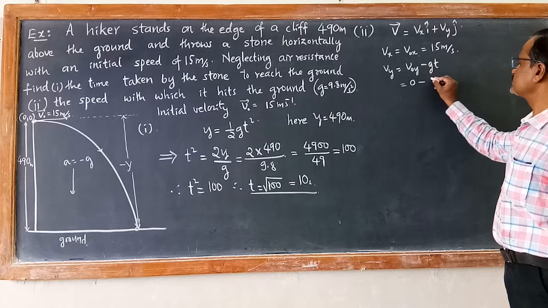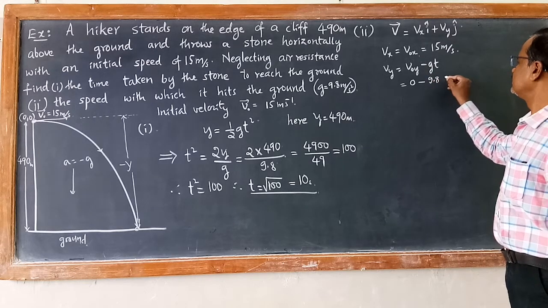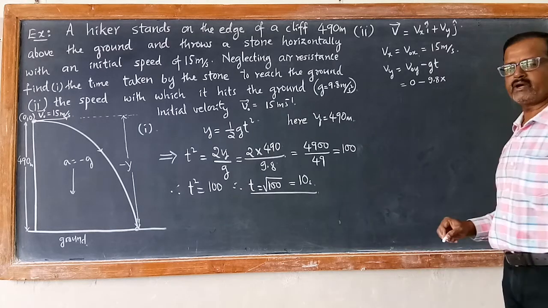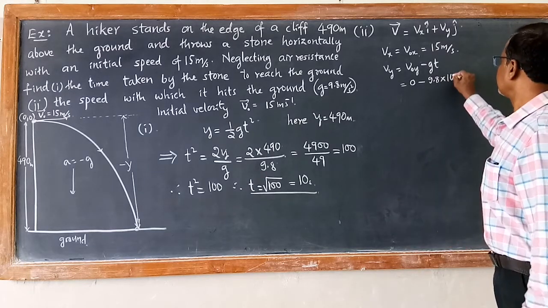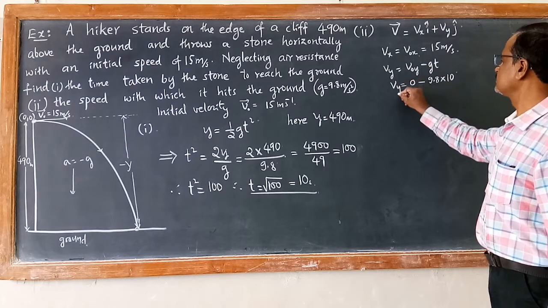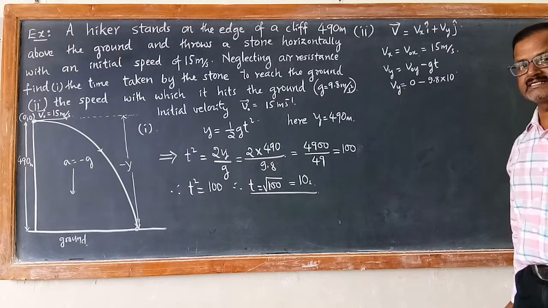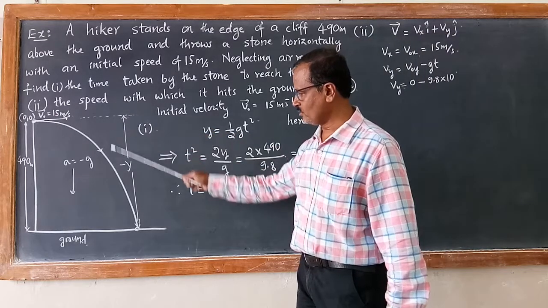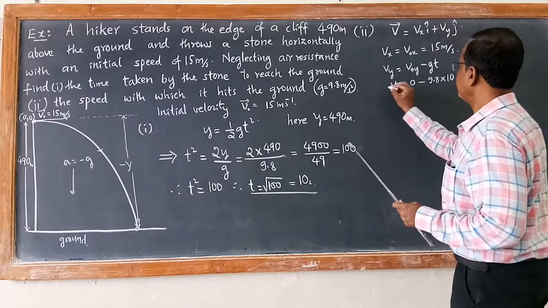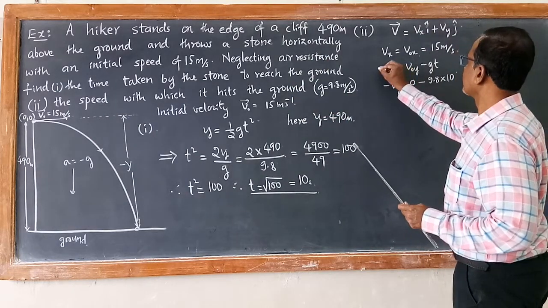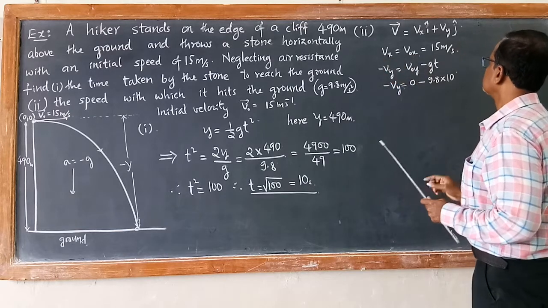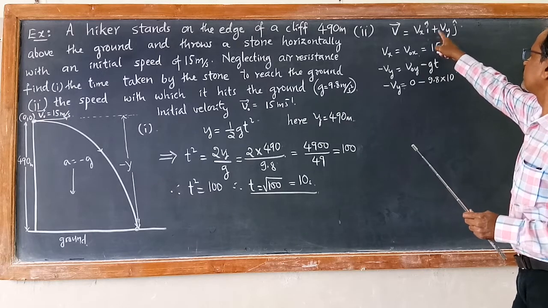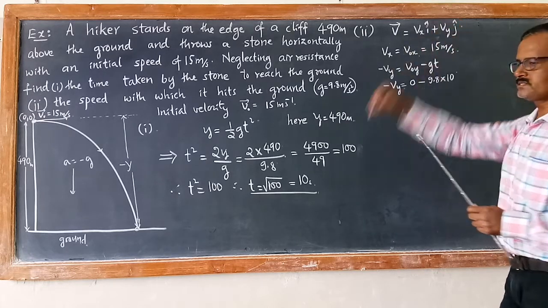So minus gt is 9.8 into 10. Already we have found out time taken is 10. So thus Vy becomes 98. But here Vy is negative, because the velocity is directed vertically downwards. So we have to take Vy also negative. Thus instead of writing Vx i plus Vy j, we have to write Vx i minus Vy j.